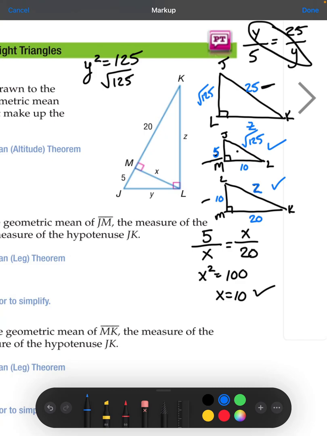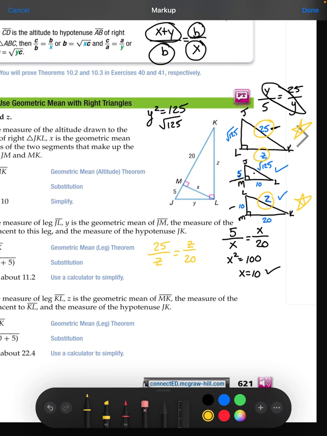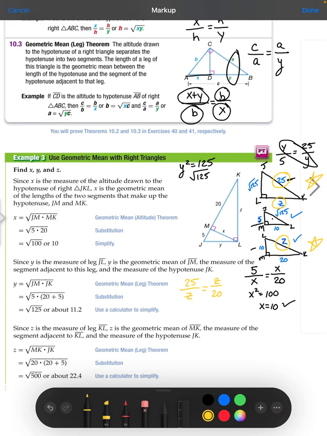And so then you've got the z, and so I would use this first and the third to set up maybe one more equation. And so you could set up 25 is to z as z is to 20. And so then you would get the square root of 500 there. So z squared would equal 500, so it's the square root of 500.